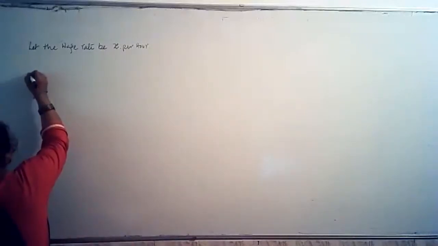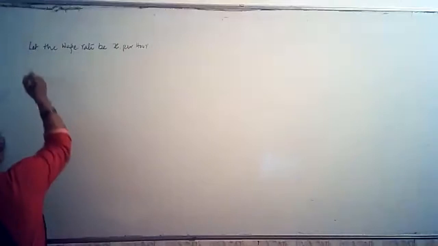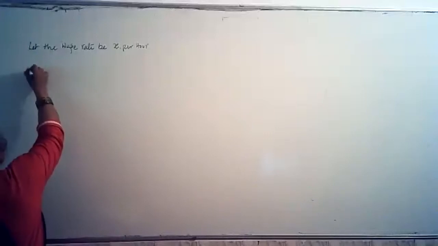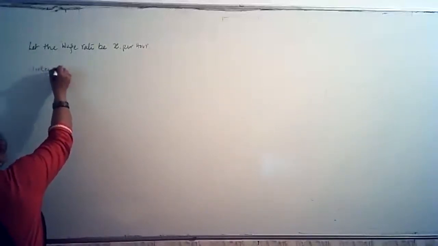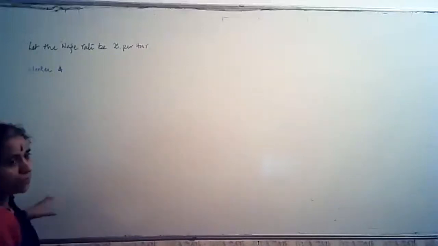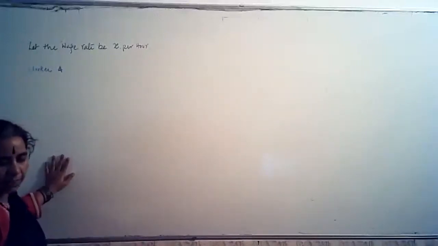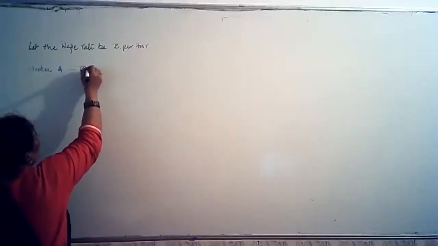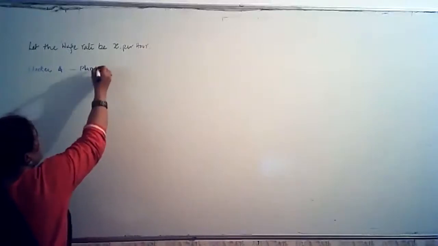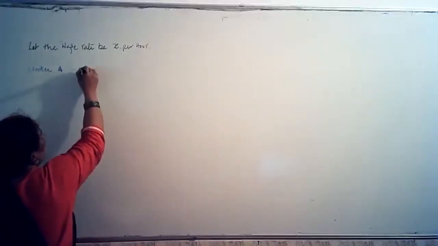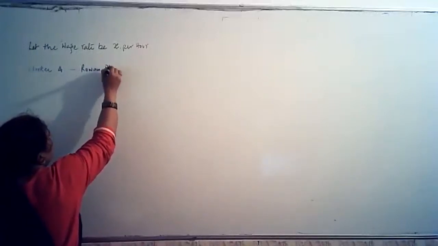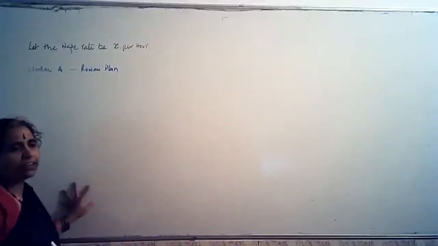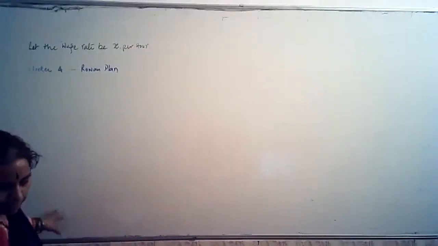So worker A, how he is paid, and worker B also we need to calculate. Worker A's plan, what is the plan? For A it is the Rowan plan. So let's calculate the wages for A.